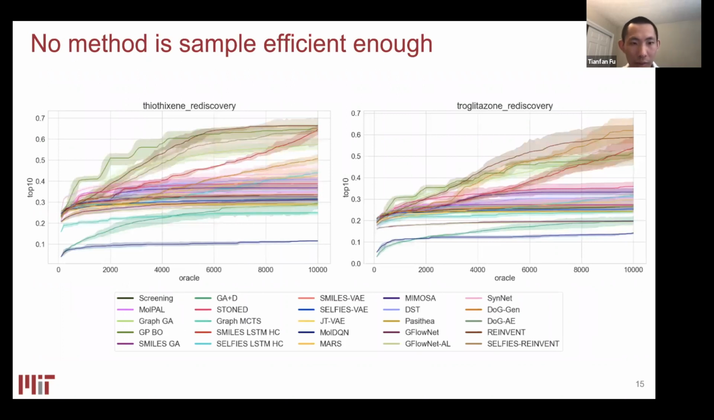We could draw some conclusions from the experimental study. For example, no method is sample efficient enough. As shown in these 2 figures, we find most of the methods require thousands of oracle calls to get the desirable molecule.